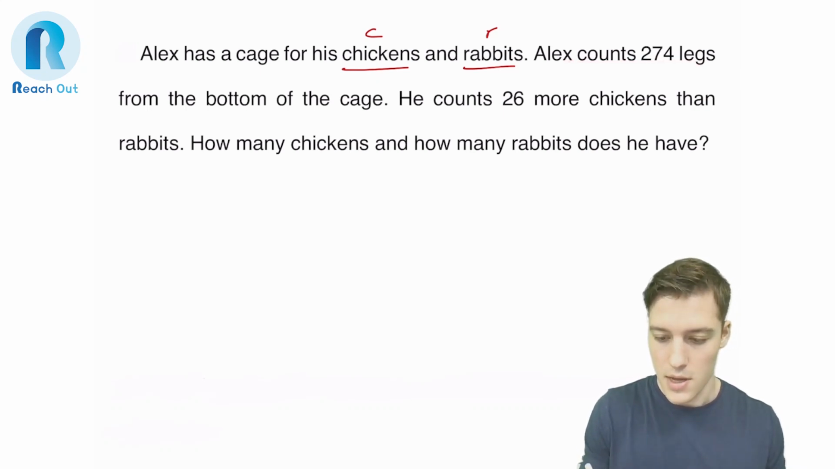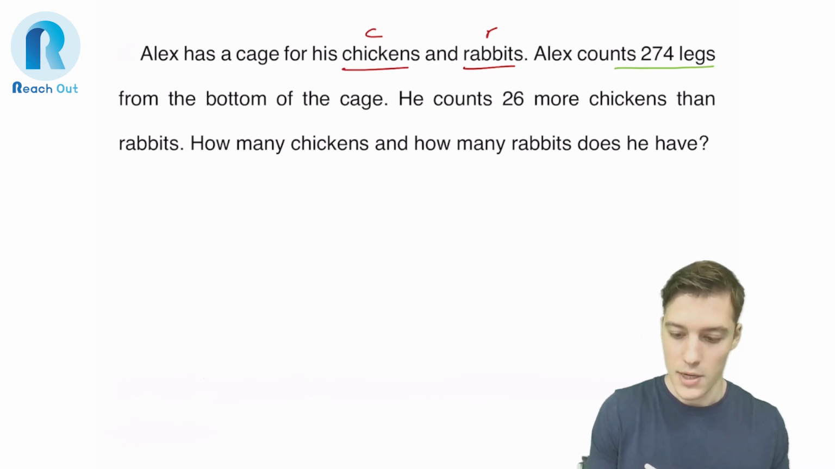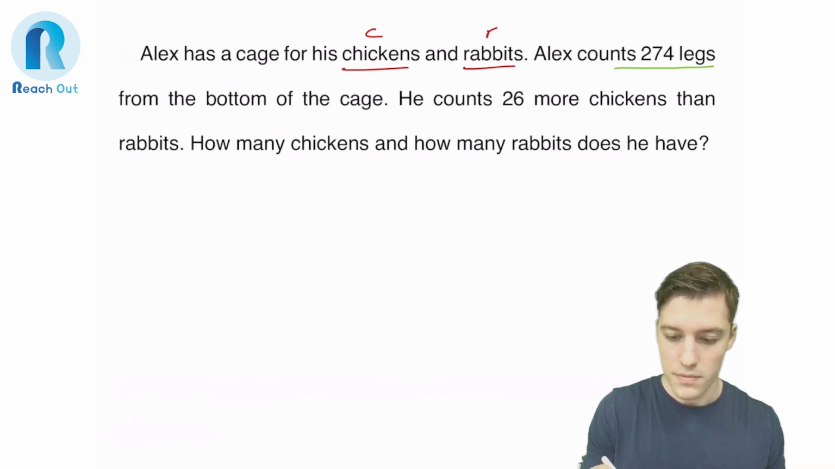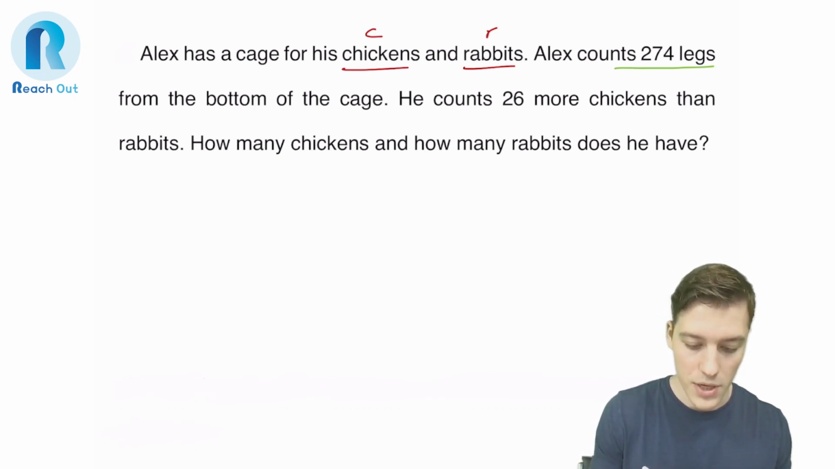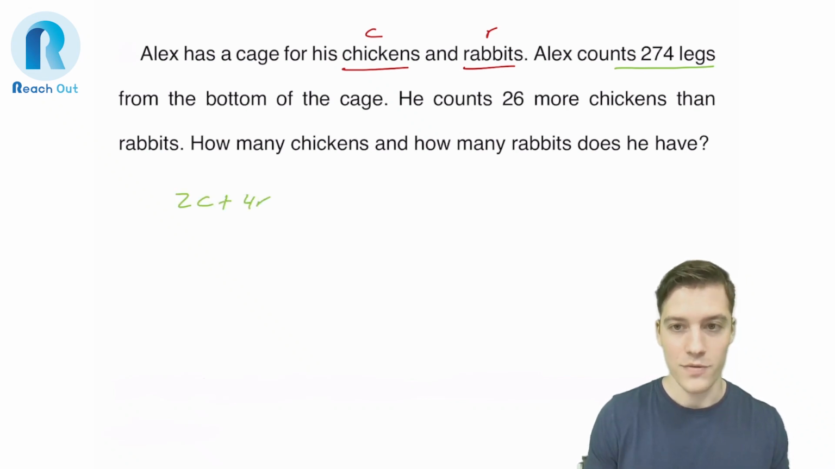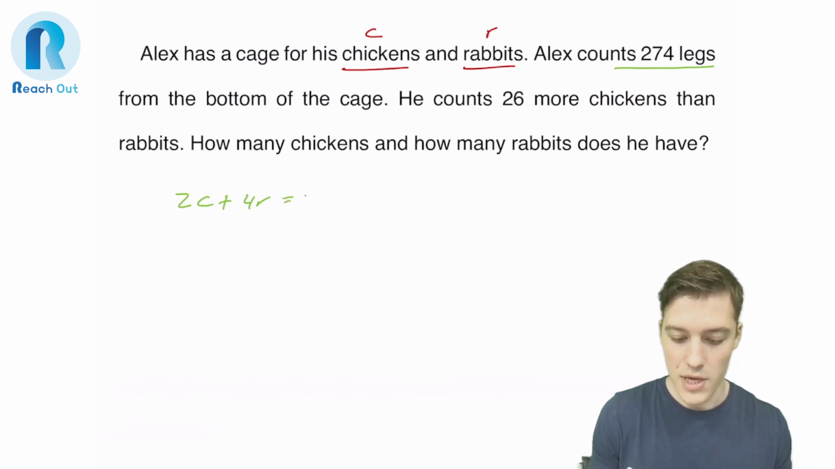Alex counts 274 legs. Okay, so this is my next sentence to translate, which will be a little bit tricky. 274 legs from the bottom of the cage. So those legs are formed by chickens and rabbits. Now a chicken has 2 legs, right? So the number of legs a chicken will have will be 2C. So 2C plus 4R, because a rabbit has 4 legs, must add up to equal 274.